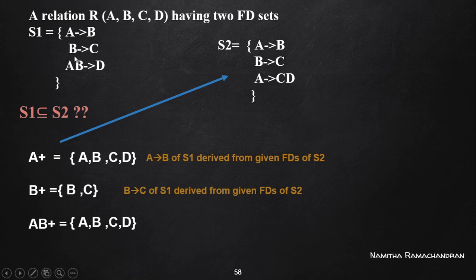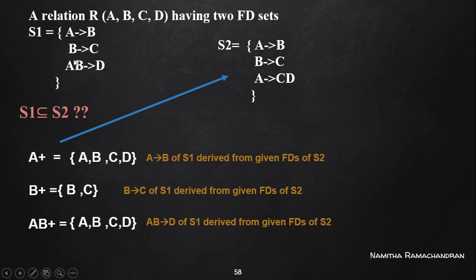The next dependency in the subset is AB implies D. The LHS part is AB, so move to the closure of AB. The presence of D here in the closure set makes it clear that the dependency AB implies D of our S1 is derived from the given dependencies of S2.